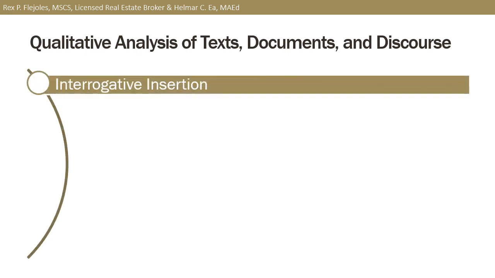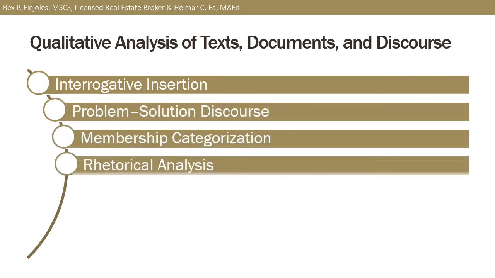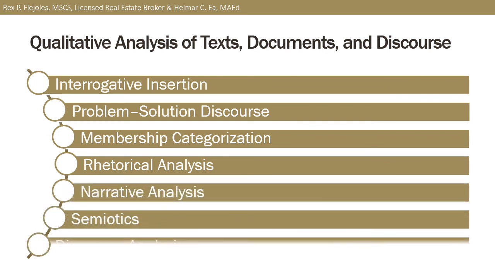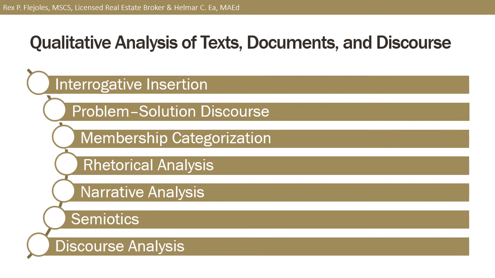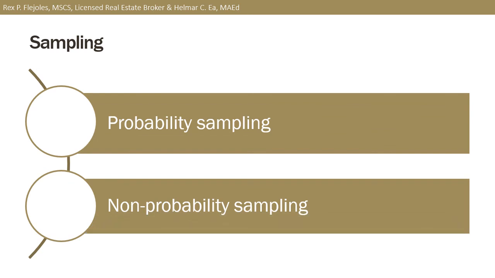In addition, the following are methods for qualitative analysis of texts, documents, and discourse: interrogative insertion, problem solution discourse, membership categorization, rhetorical analysis, narrative analysis, semiotics, and discourse analysis. The following slides present other research methods. Sampling. It could be probability or non-probability. A separate unit is intended for this.